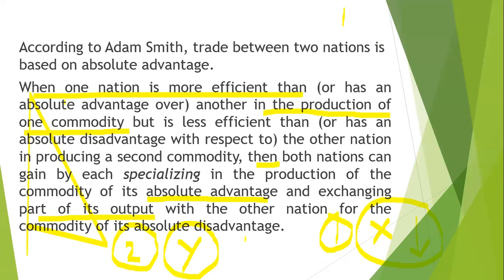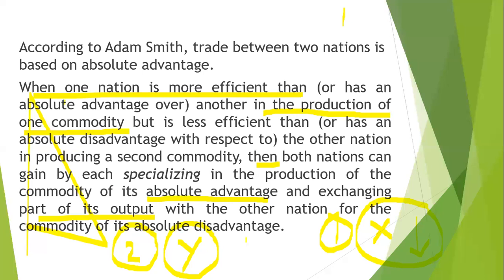So if a nation is more efficient in the production of a particular commodity compared to the other commodities, then you can say that the nation has an absolute advantage in the production of that particular commodity. So when can a nation have absolute advantage in the production of a commodity? When a nation is more efficient in the production of a particular commodity, then that nation is said to have an absolute advantage in the production of that commodity.